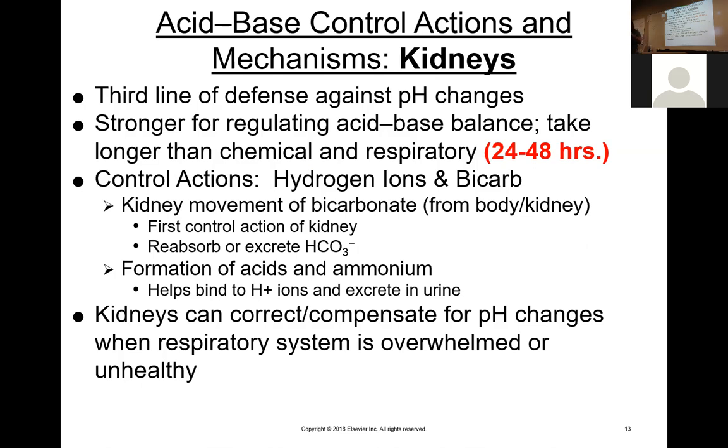With our urine, it can change if it holds on to the acid or excretes more acid, and the same with the bicarb. Kidneys can correct and compensate for pH changes when the respiratory system is overwhelmed. When it's being a helper, the first go-to is your respiratory system, and if that's not enough to compensate, then the renal system comes in to help, okay?